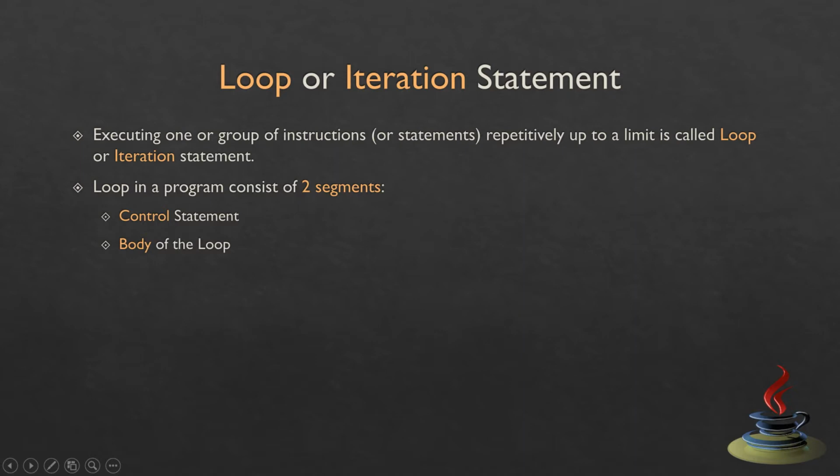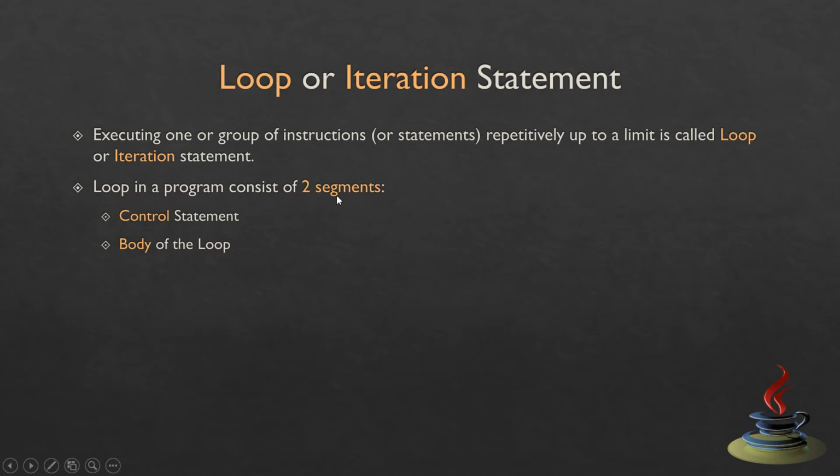Okay. So executing one or a group of instructions or statements repeatedly up to a limit, that means up to your condition, is called a loop, or you can say the iteration statement. Iteration means the repetition of the statements in your loop, which consists of two segments.